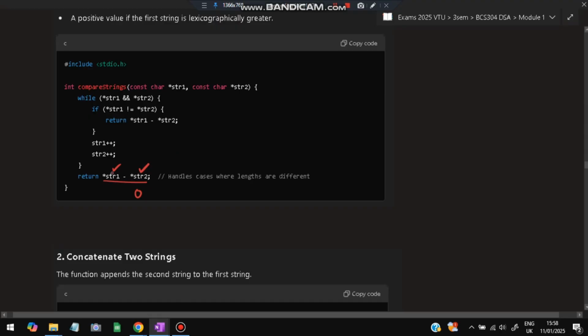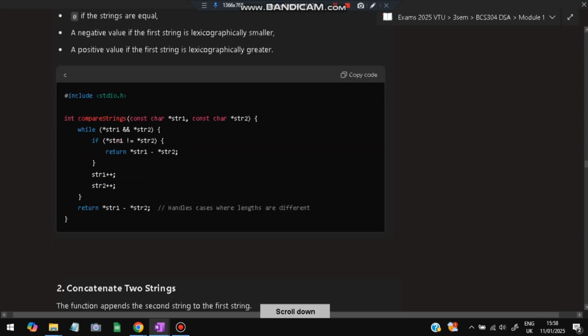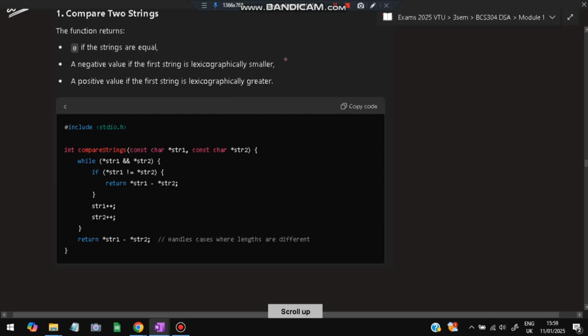In case both strings are same, that means this value and this value will be same, right? So same minus same is 0, so we'll be returning 0, which will mean that strings are equal. In case one of the strings is shorter, this will end faster, and that shorter value will be present here and the longer value will be present here. When this subtraction is done, it will not be equal to 0. So in that case we'll be able to identify if the two strings are same or not.